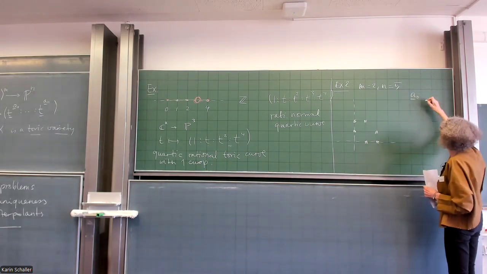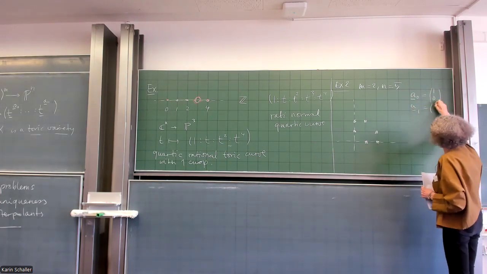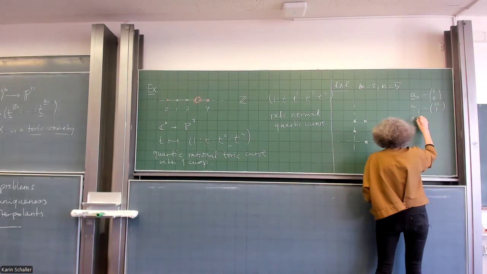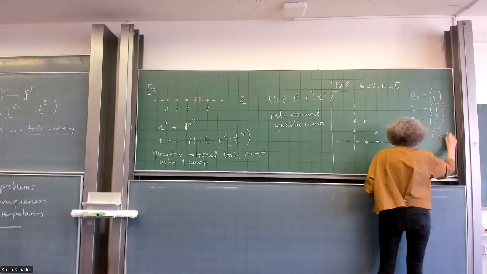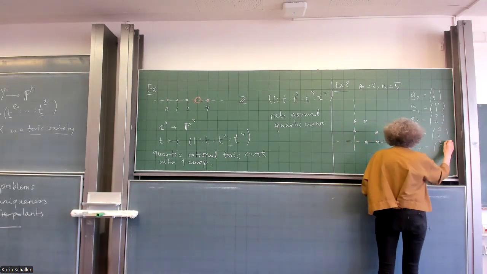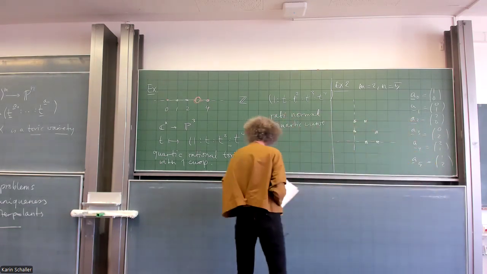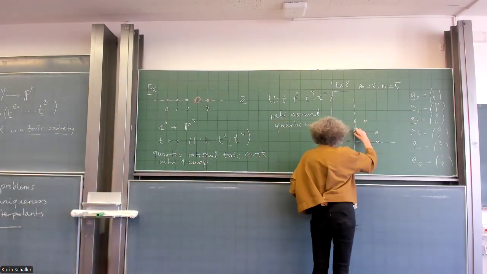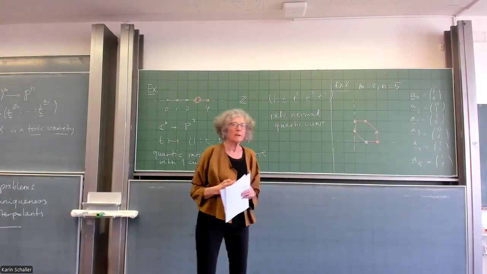So I have A0 is (1, 0), A1 is (0, 1), and then A2 is (2, 0), A3 is (0, 2). And then what do I not have? I have A4. It's (2, 1). And A5, (2, 1). So what is the convex hull of this thing here? It's a hexagon.